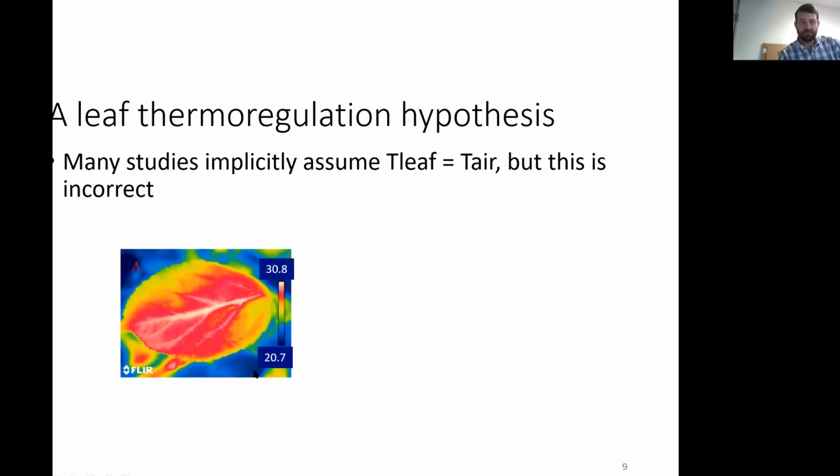So this is a thermal camera image of a leaf here. And so the different colors correspond to different temperatures. And we can see that the cool color, so dark blue, is about 21 degrees Celsius. And the hot colors, the white here, is about 31 degrees Celsius. And we can see that this leaf here then, the difference between this leaf and its environment is about 10 degrees Celsius. So this leaf is actually operating at a much higher temperature than we would expect if we were just measuring the air temperature.